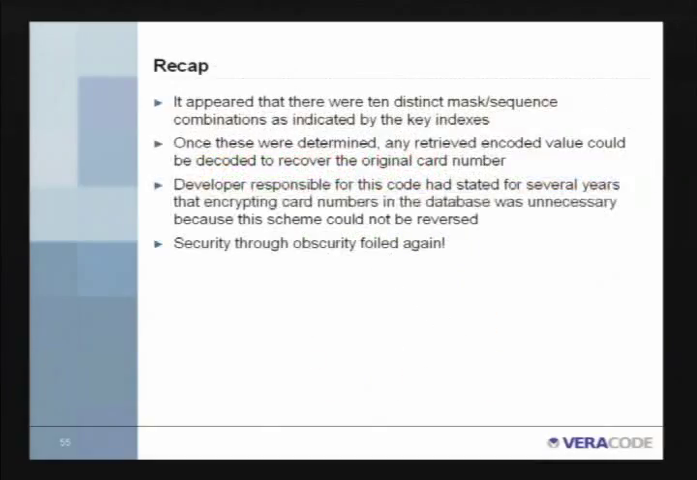So the recap is that it appeared that there were 10 different mask sequence numbers. So we talked about 00 through 99. There actually were only 10 of those. So like all the 90s were the same, for example. Once those were determined, any retrieved encoded value from the database could be decoded to recover the original card number. This was just obfuscation, not any form of encryption. The developer had staunchly defended this code for several years, saying that no one could reverse this. It's safe. I don't need to use encryption. And security through obscurity foiled again.